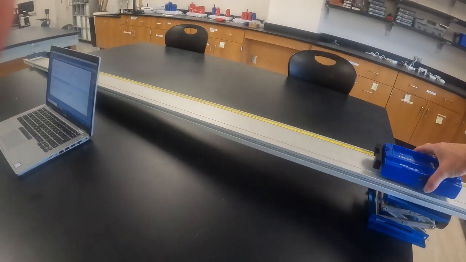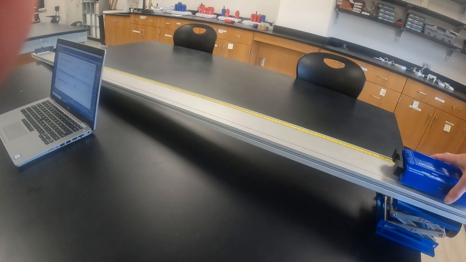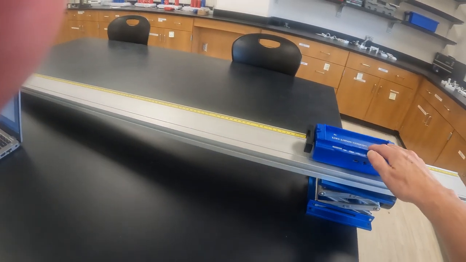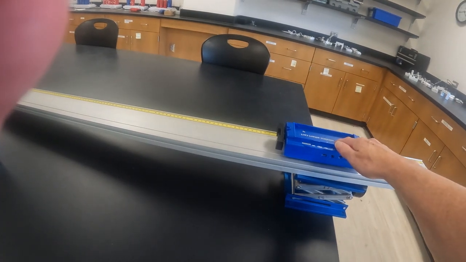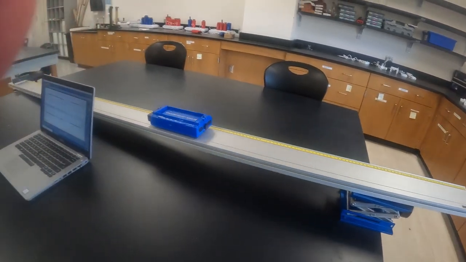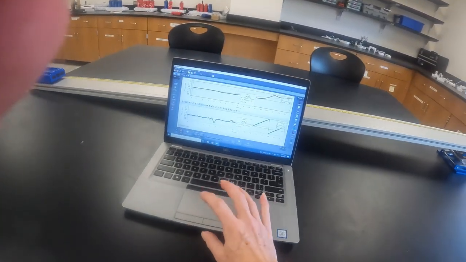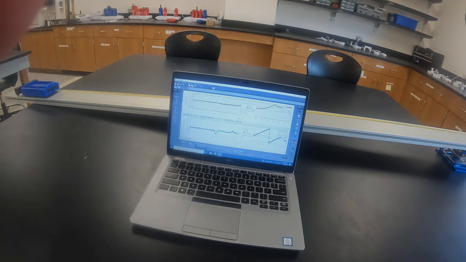And I will choose where I will be releasing the car. I am choosing here at the 40 centimeter mark. And I will simply release the car and let it accelerate and stop collecting data when it reaches the end of the ramp.